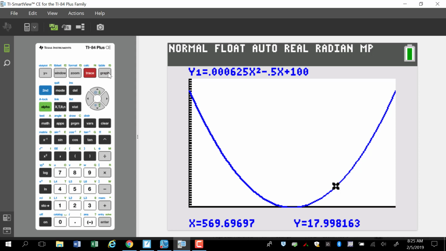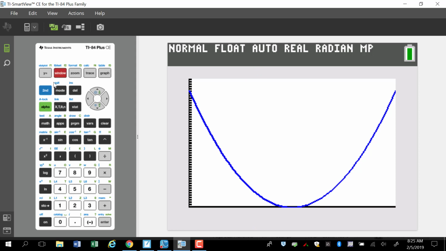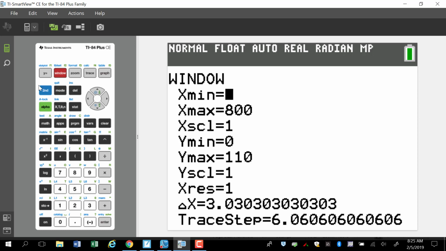It's very important to understand how to do this. We're going to let you answer the rest of the questions in the notes, knowing how to adjust the window. Come back and look at this if you need to. So best of luck.